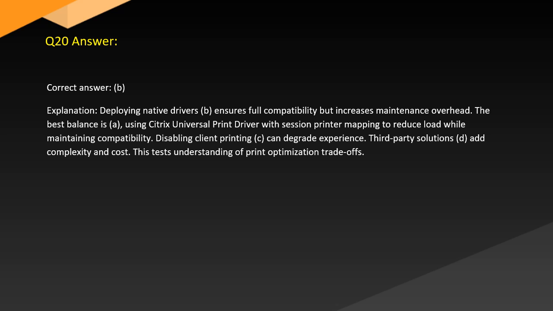Answer. Correct answer: A. Explanation. Deploying native drivers, B, ensures full compatibility but increases maintenance overhead. The best balance is using Citrix Universal Print Driver with Session Printer mapping to reduce load while maintaining compatibility. Disabling client printing, C, can degrade experience. Third-party solutions, D, add complexity and cost. This tests understanding of print optimization trade-offs.